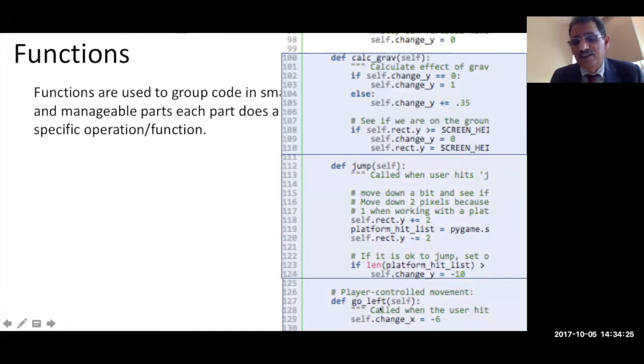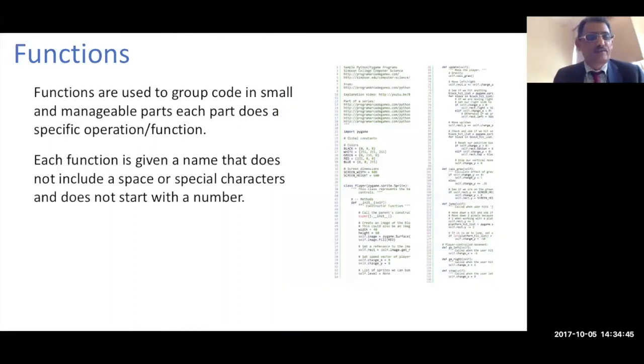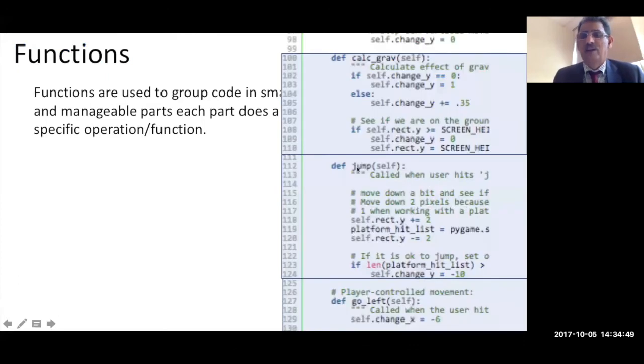another function. So these are functions. So this code is broken down into smaller, manageable parts of code that we can later reuse by calling jump a million times. Every time something happens, that function will start. Okay, so each function is given a name, and you see here, they all have a name.